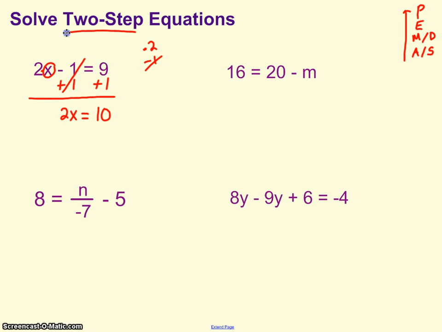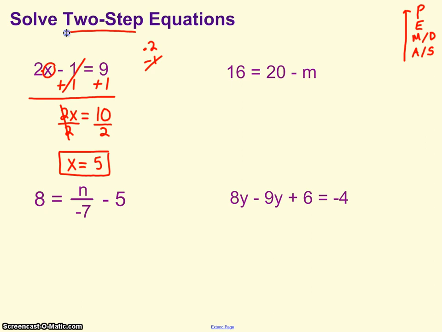X is being multiplied by 2. The opposite of multiplication is division, so we will divide both sides by 2. Your 2's reduce to 1, so these cancel out. So x equals 10 divided by 2 is 5. Done!